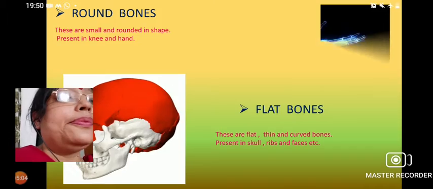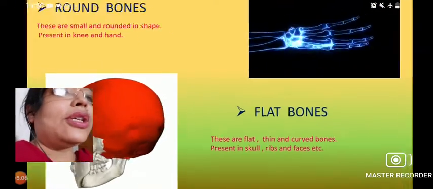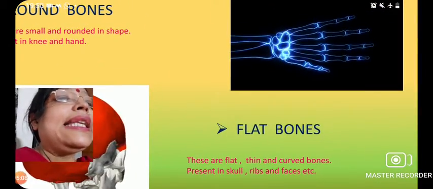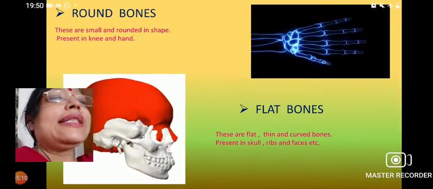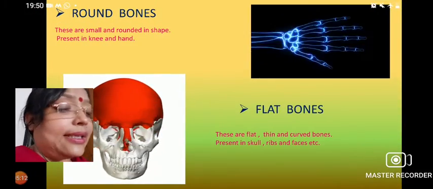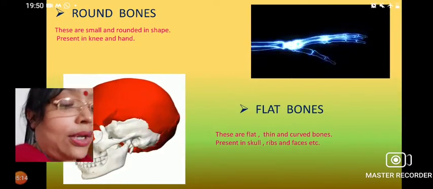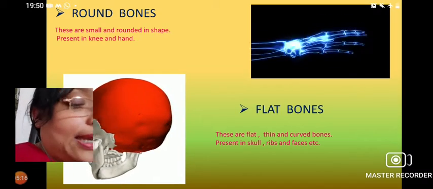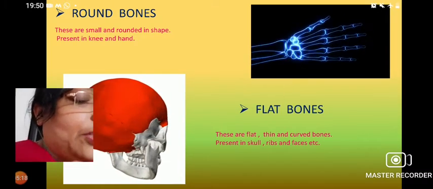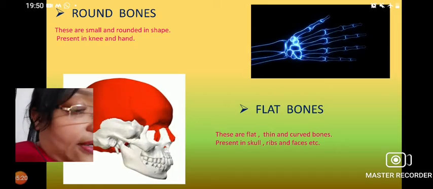See the picture, they are present in the knee and the hand region. These are more or less rounded in structure and small. Okay, so the next one is the flat bone, which is flat, thin and curved.